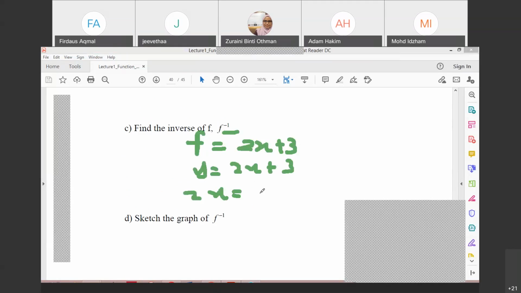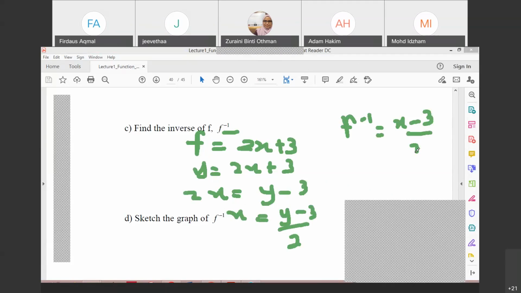2x sama juga dengan pindahkan y, y tolak 3. Okay, so now x sama juga dengan y tolak 3 bahagi 2. So, our inverse function f inverse sama juga dengan x tolak 3 bahagi 2. Selesai ya? Okay, so this is the answer for this. Okay, dia ialah 2x campur 3.